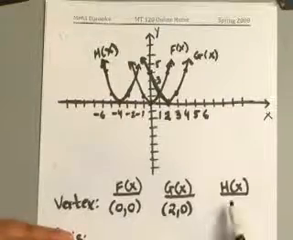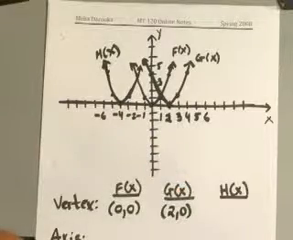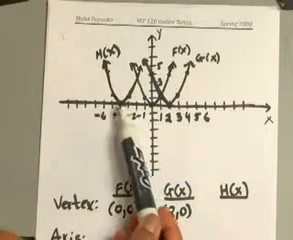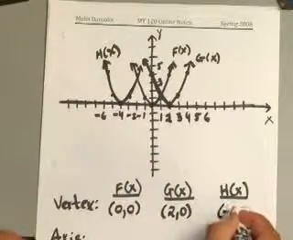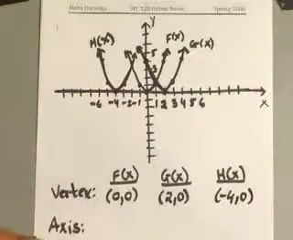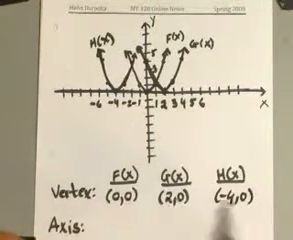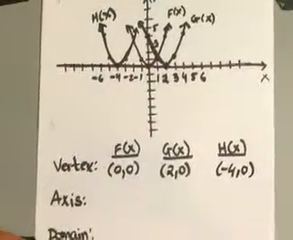Let's look at the vertex for the h of x function. This was the function that moved 4 units to the left. So as you will see, your vertex also is 4 units to the left, and it's at (-4, 0). Okay, so you can see how each one of these vertices is different with the horizontal shift.